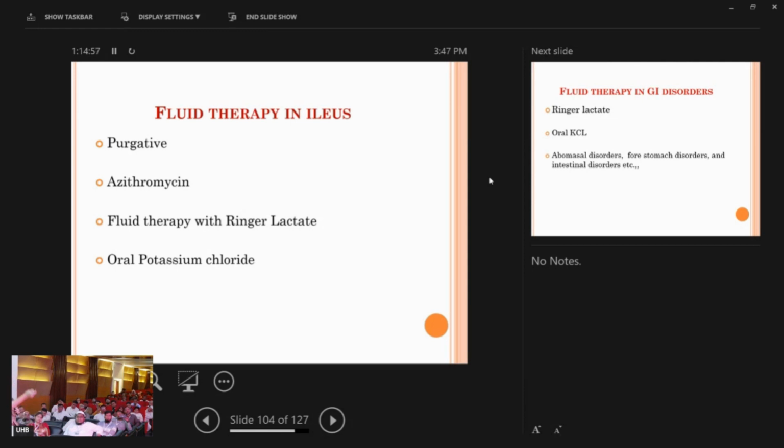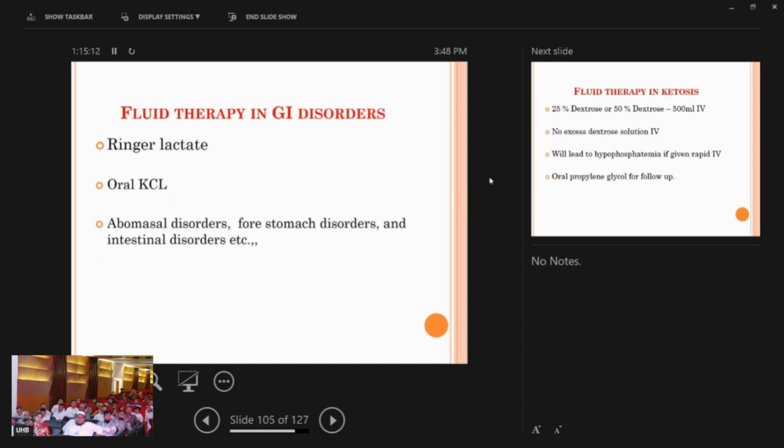So fluid therapy in case of EDS means you can give Ringer lactate and oral administration of potassium chloride so that the animal does not go down. So you can stabilize the animal, then you can go for surgical procedures for intussusception. So fluid therapy in GI disorders is Ringer lactate with oral supplementation of potassium chloride.